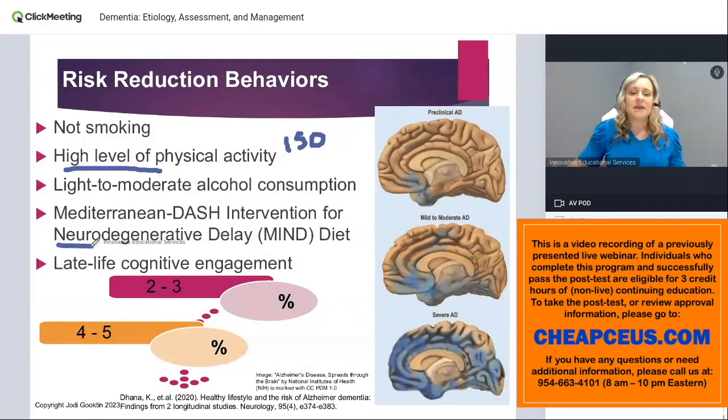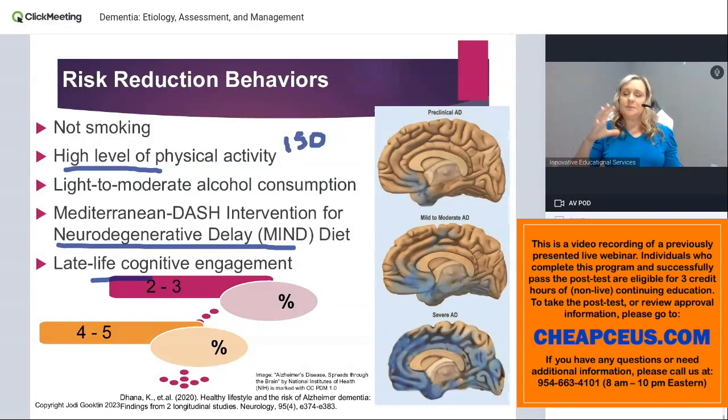In terms of the diet, there's the MIND diet. It's a modification of the heart healthy DASH diet, specifically looking at being brain healthy. So it incorporates the same whole grains, veggies, beans, fish, things like that, but it also includes a higher intake of vitamin E, folate, flavonoids, vitamin B, and then cognitive engagement for individuals.